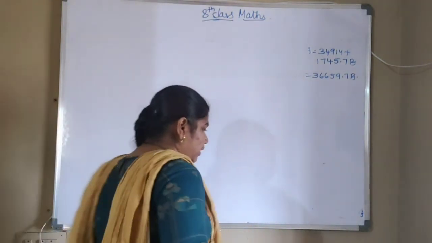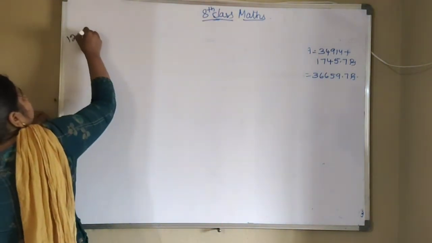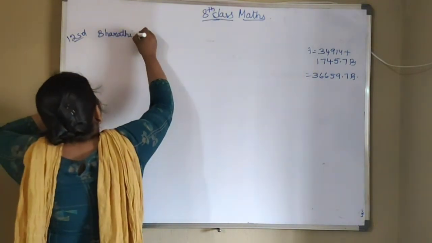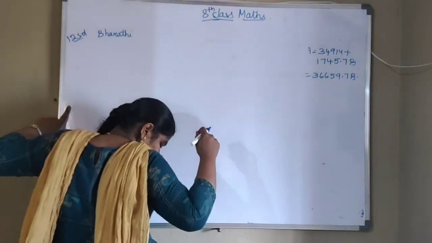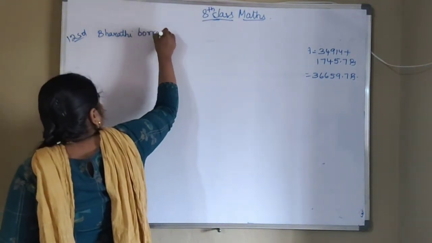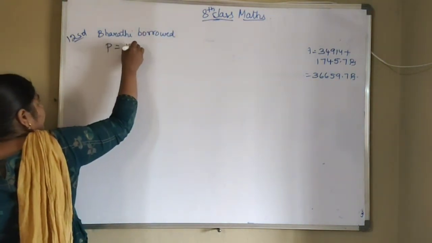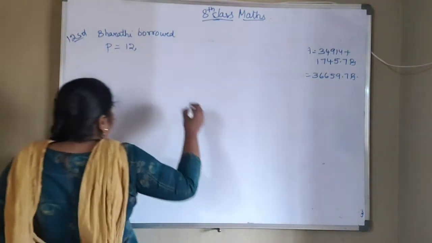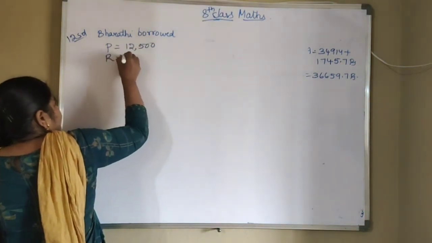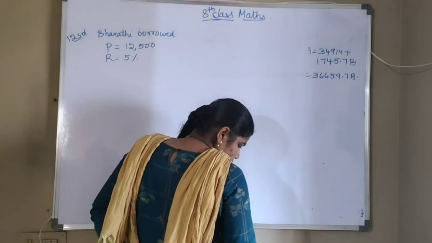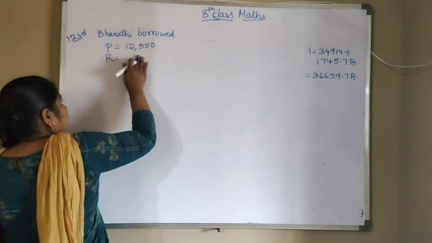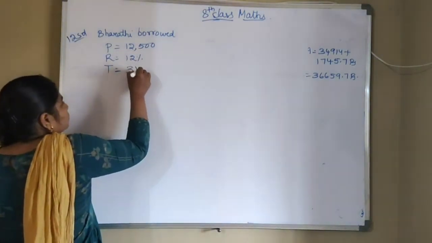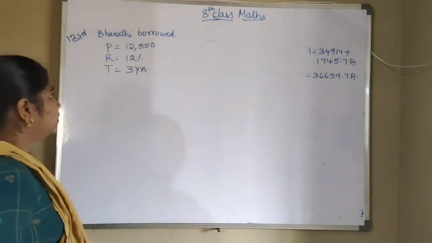So first we are finding for Bharati. Principal is 12,500 at the rate of 12% for the time of 3 years. So first we are finding the simple interest.